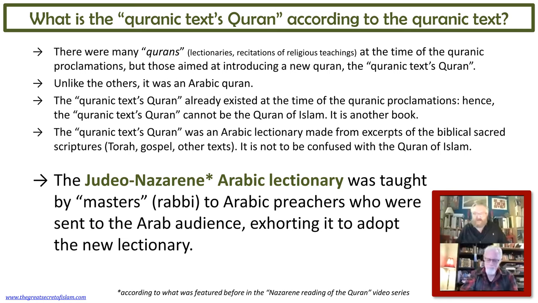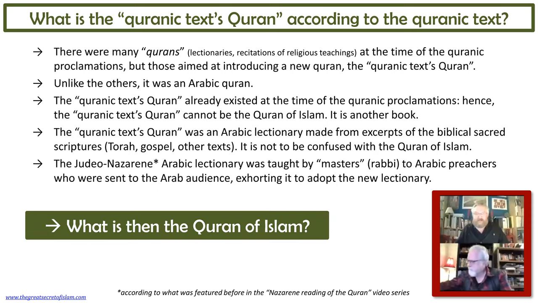And we will see in another part what we can make out of all of this, and how, thanks to this new evidence, we can fathom the emerging process of the Islamic Quran, because we have now established that the Quran word that we find in the Quranic text is not the Islamic Quran. And so, what is the Islamic Quran?